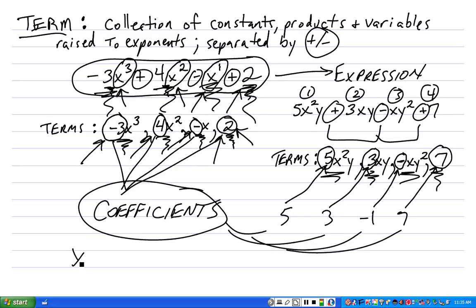And if you see a variable without a number in front of it, then it's understood to be 1. So anytime you see a variable like that and you need to know its coefficient, the coefficient would be considered 1, because y is the same as saying 1y. X is the same as saying 1x. Alright, moving on.